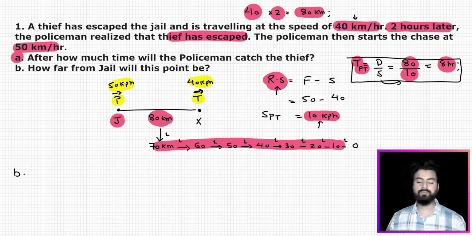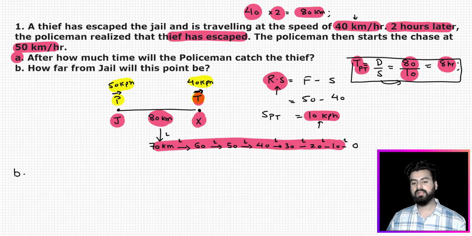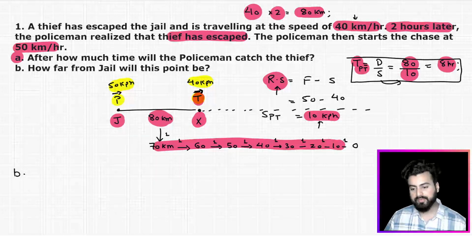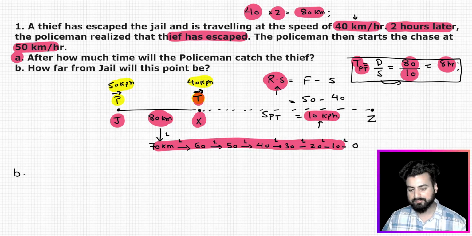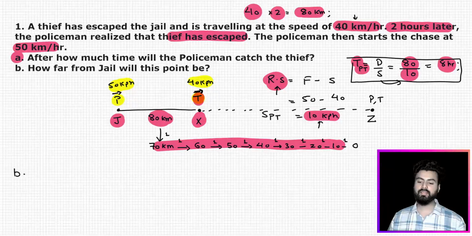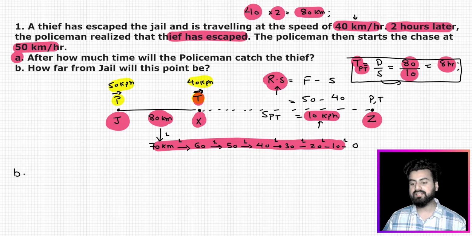Now one thing is for sure. The policeman is not going to catch the thief at this point, at point X. Let's assume the point will be somewhere here, let's call it point Z. Let's say at point Z, the policeman has caught the thief. It means the distance between the two would be 0 kilometers. So I have to find the distance between these 2 points. What 2 points? Jail and point Z.